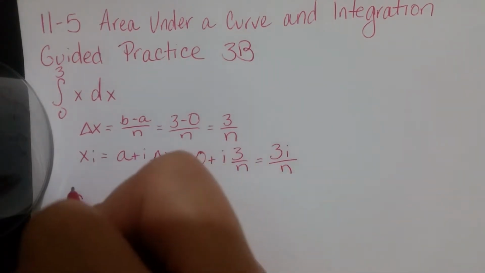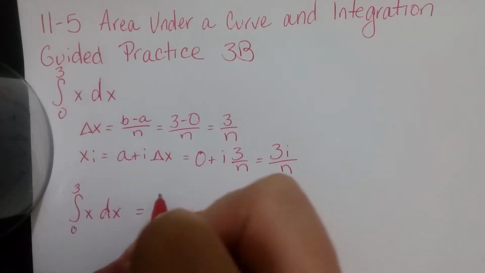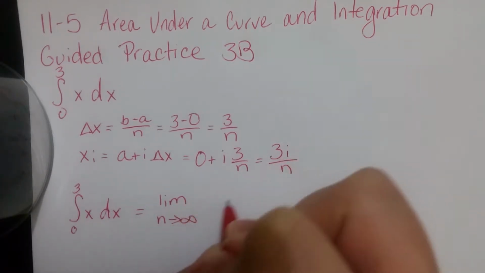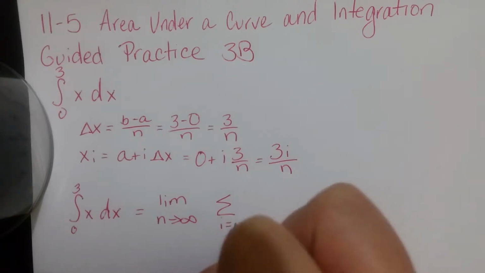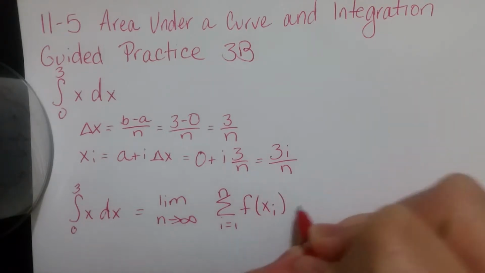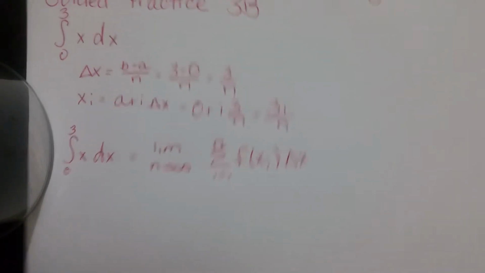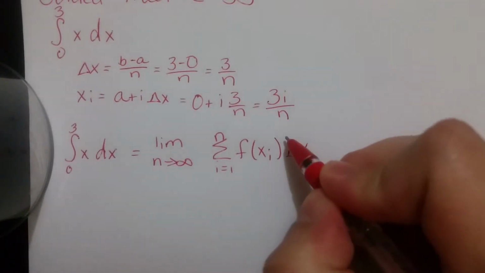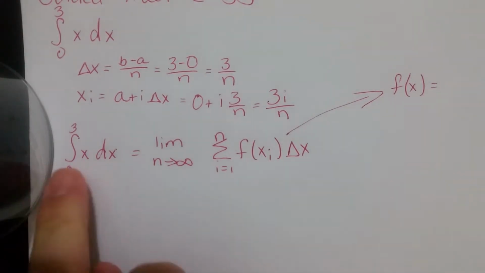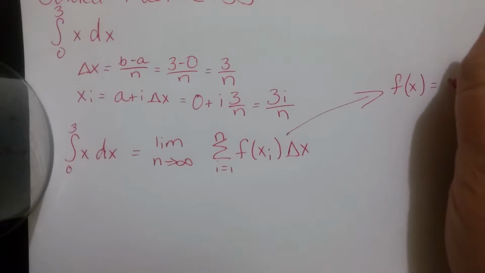So we'll rewrite the original question. So here we have x dx. And this equals the limit as n approaches infinity for the sum from i equals 1 to n of f of x sub i delta x. Okay, that's the rule. So here for f of x, I'm just going to do this off to the side, but f of x is whatever your function is from the original question. So in this case, it's just x.